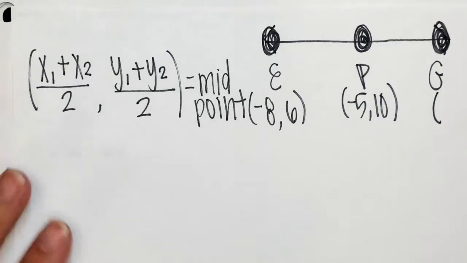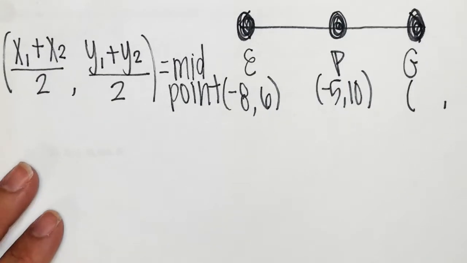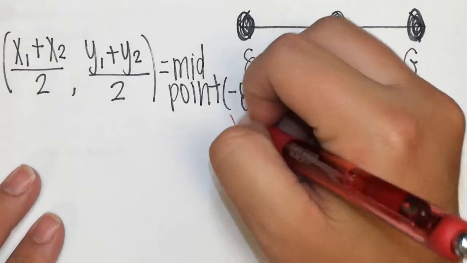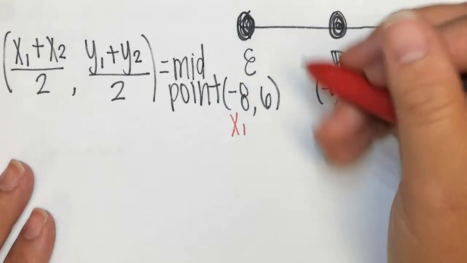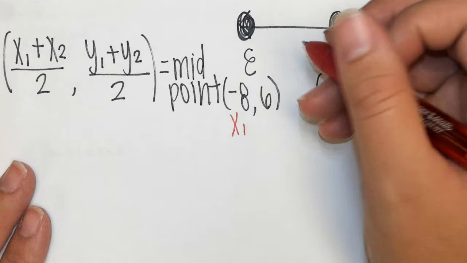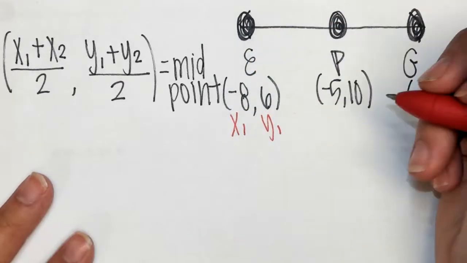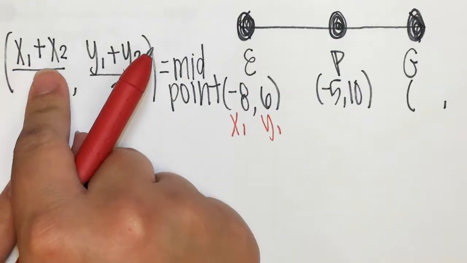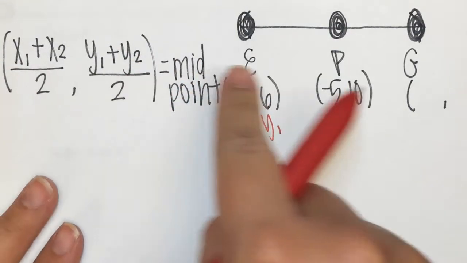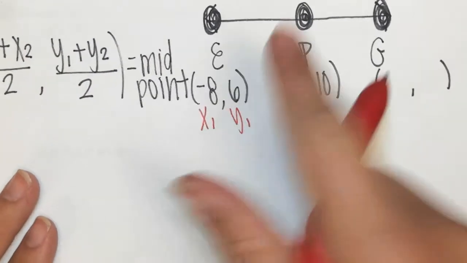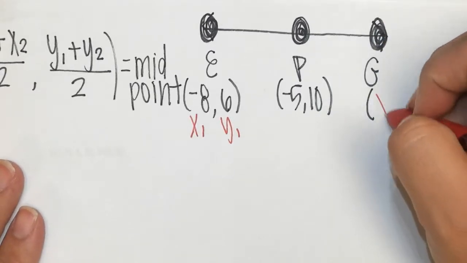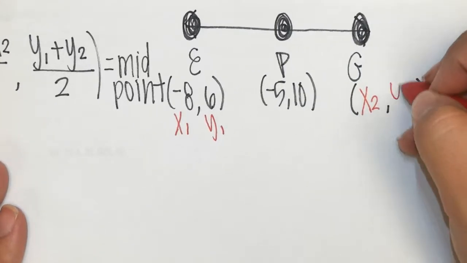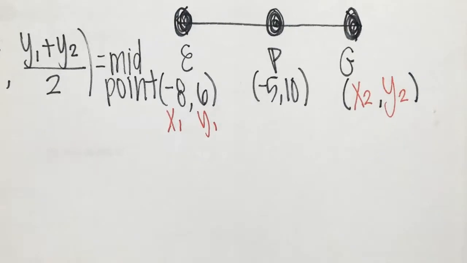Okay, so let's label our points over here. E is x1, or negative 8 is x1, and 6 is y1. Your midpoint does not get labeled as an x or a y1 or 2, okay? Your midpoint does not get labeled. But what we're missing is x2, y2. That's what we're missing.